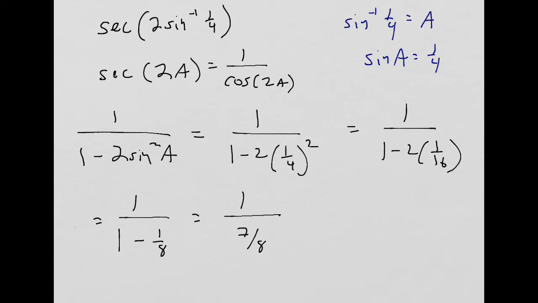But now remember, this whole 1 over business. We're taking the 1 over everything because we want to find the secant, which is the reciprocal of cosine. So the final answer is the reciprocal of 7/8, which is 8 over 7.